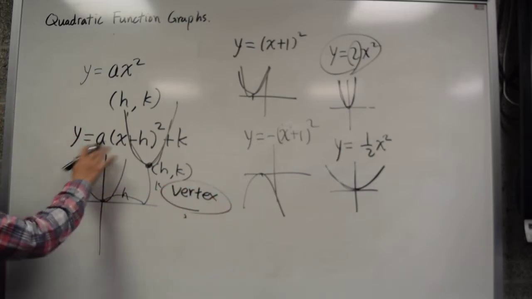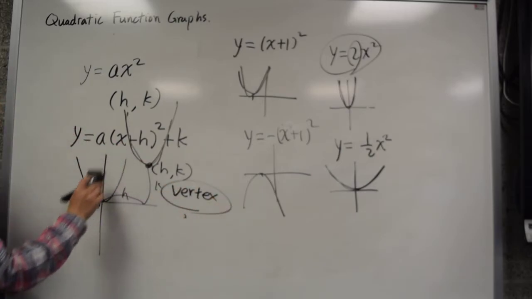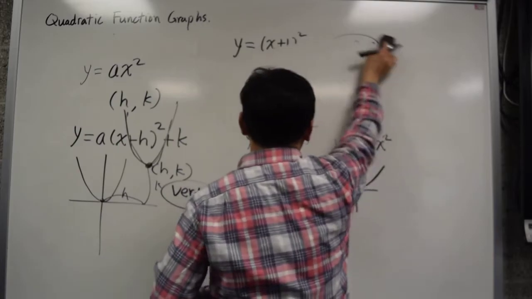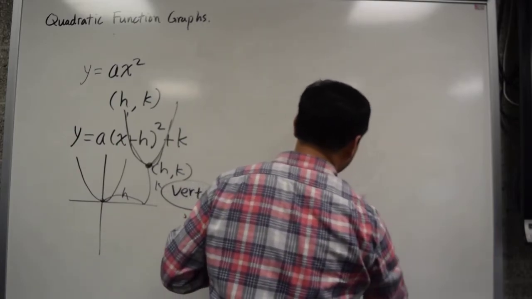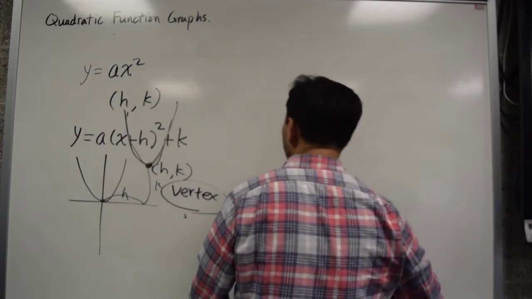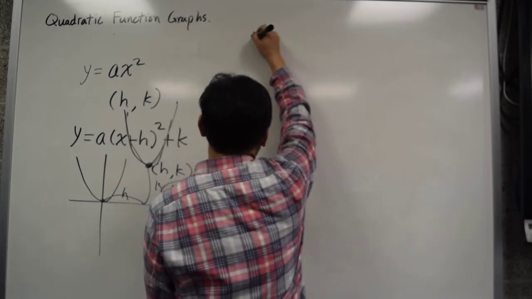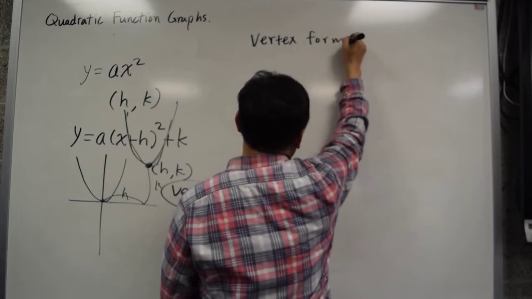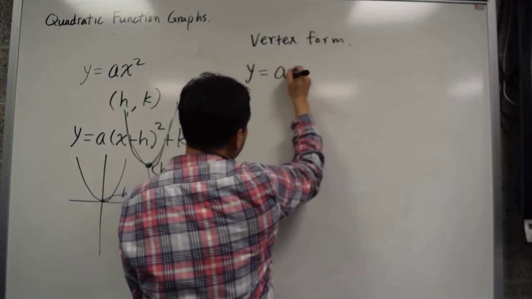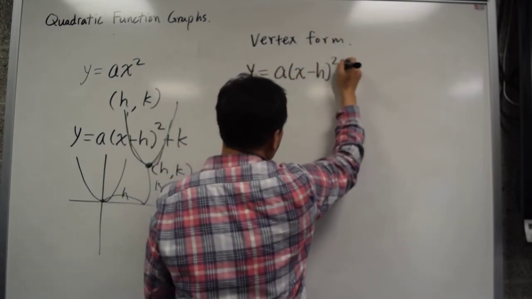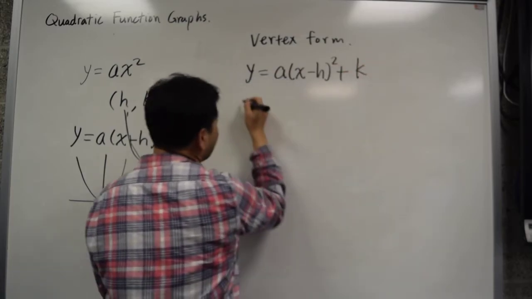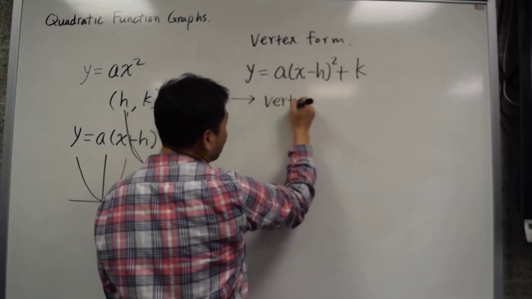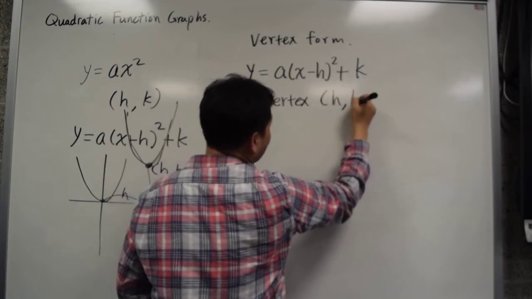And whenever you're given the formula in this form, because this is a form that easily tells you where the vertex is, it's called the vertex form. So let me write down vertex form. This is y equals a times (x minus h) squared plus k. And in this case, the vertex would always be (h, k).